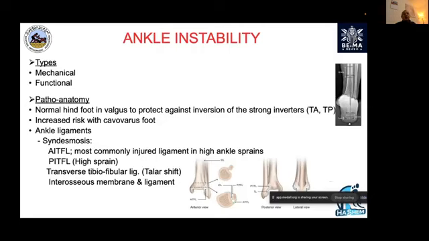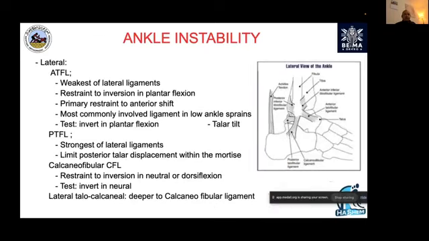That's why you have 4 types: supination-adduction, supination-external rotation, pronation-abduction, pronation-external rotation. External rotation in both supination and pronation is the commonest, and because external rotation is the commonest, the AITFL is the most commonly injured in syndesmosis. Then PITFL is more commonly injured in the high sprain. Then we have the interosseous ligament in the syndesmosis itself, and the interosseous membrane between the tibia and fibula supporting it.